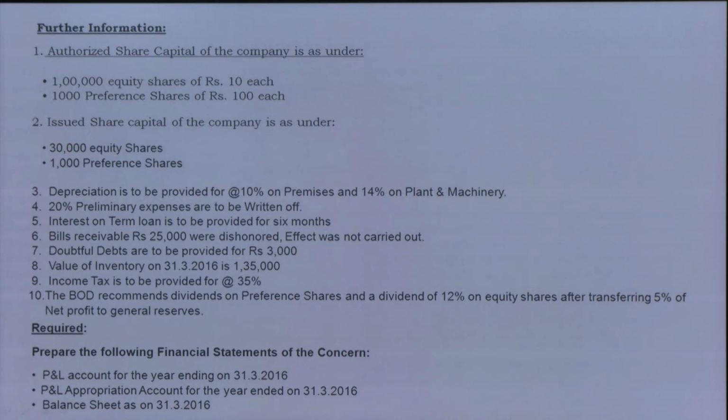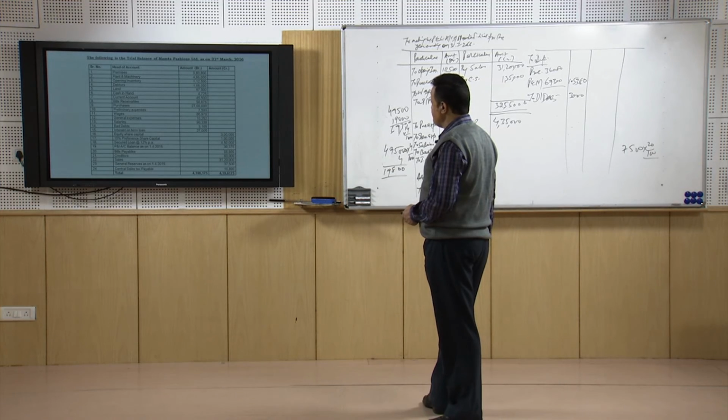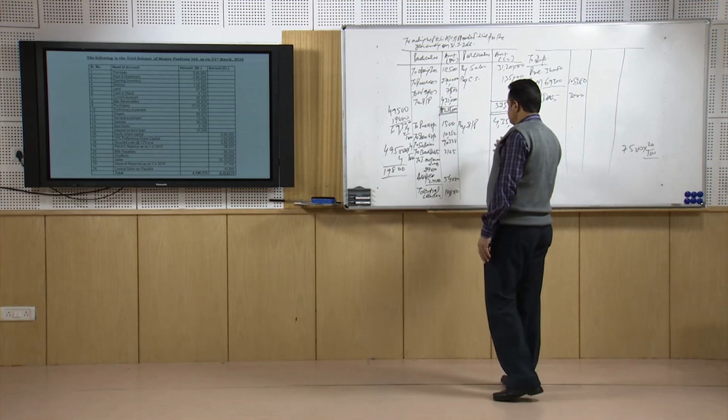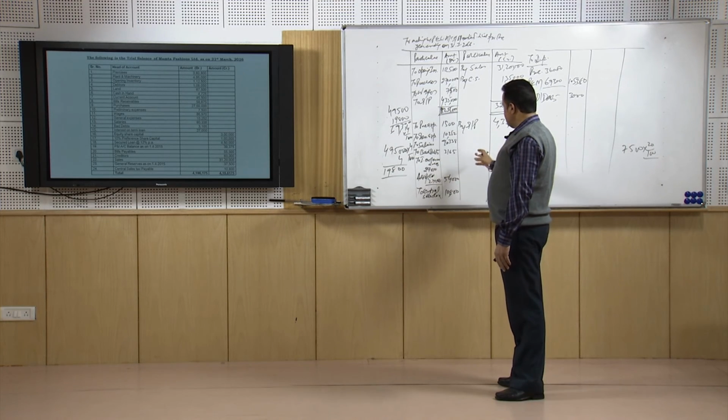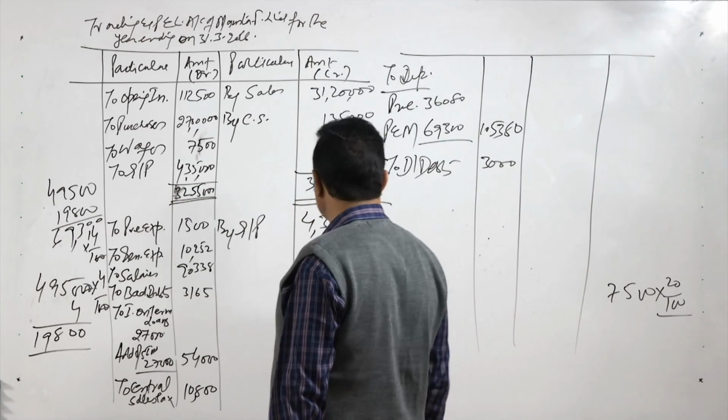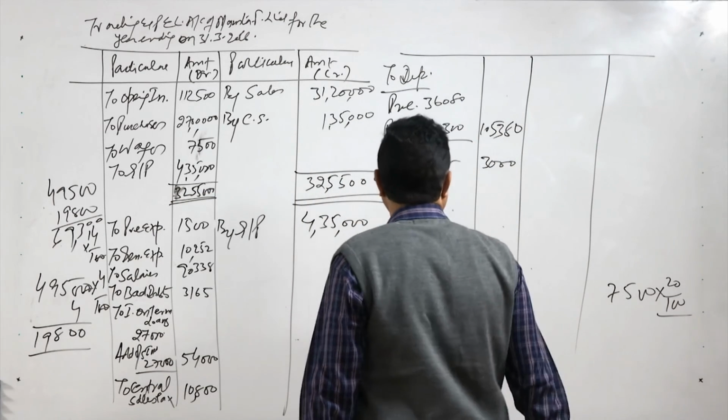So I think there is nothing left now to be taken on the expense side of the profit and loss account, and we have taken almost all the items: preliminary expenses, general expenses, salaries, bad debts, interest on term loans, central sales tax, depreciation, and the doubtful debts.